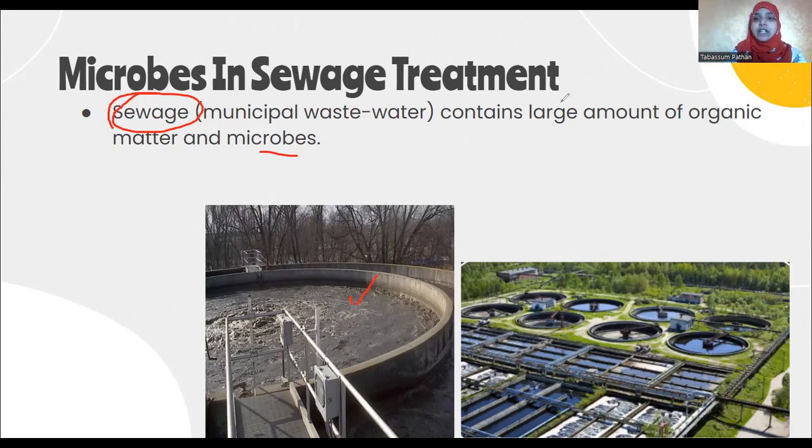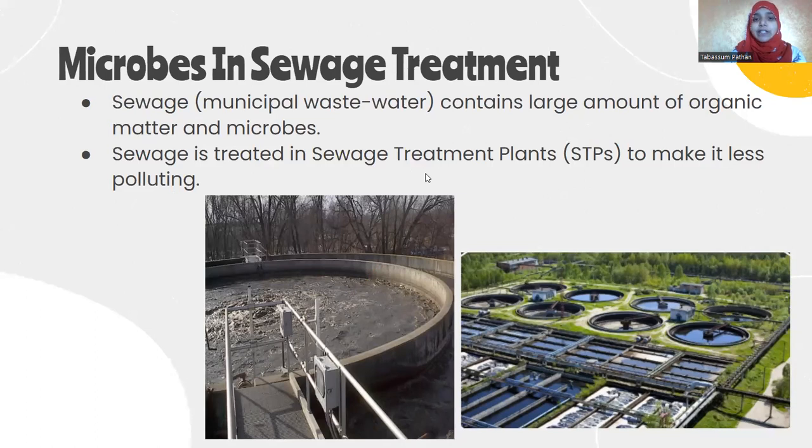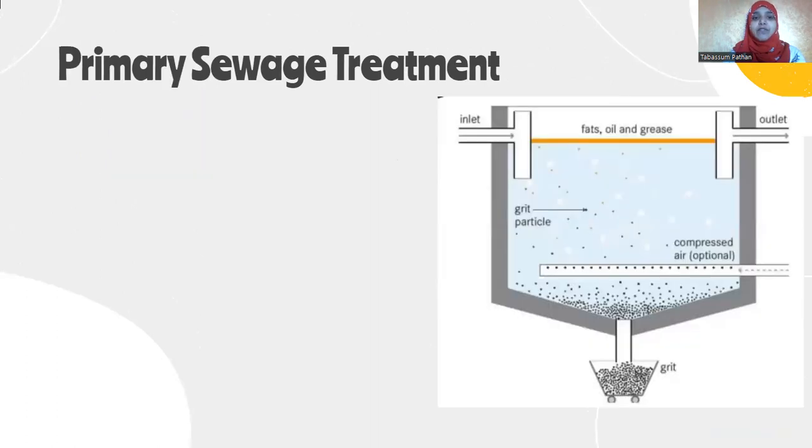Now there are steps in treating this wastewater. For this, you have the sewage treatment plants that are set up outside the city, that is, on the periphery of the city. They process the water that comes from the city and make it less polluted so that it can be released into the nearby water bodies. The steps involved are primary, secondary, and tertiary.